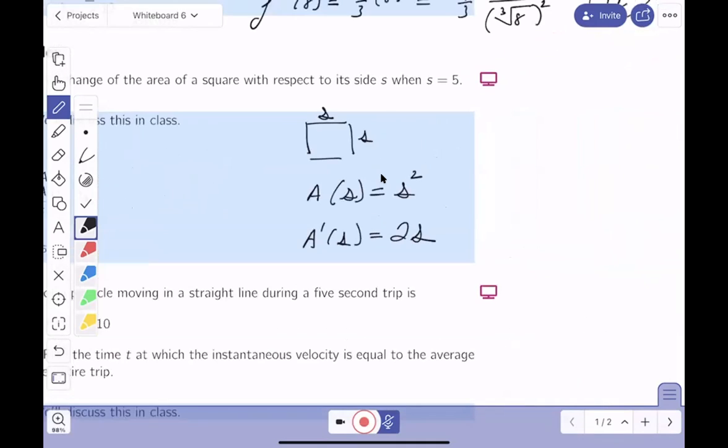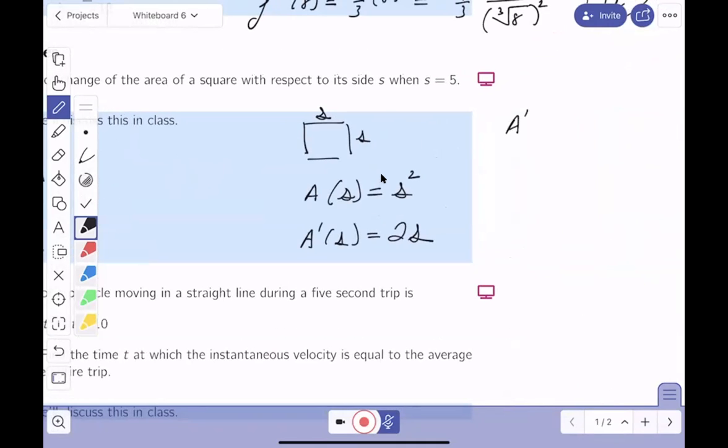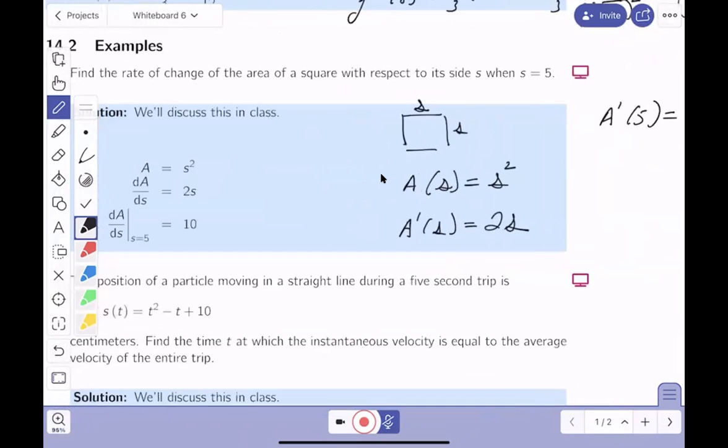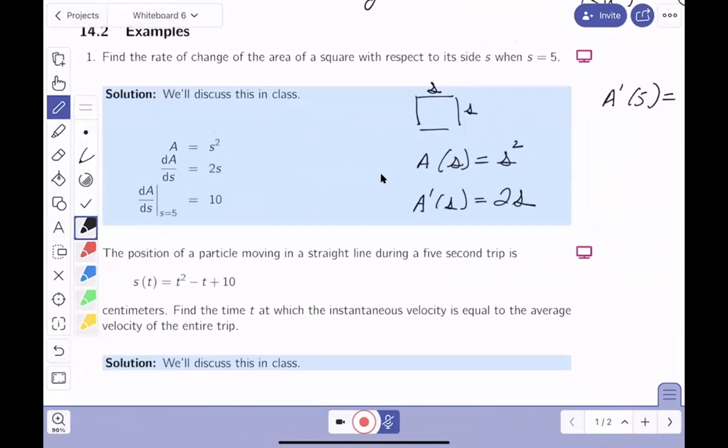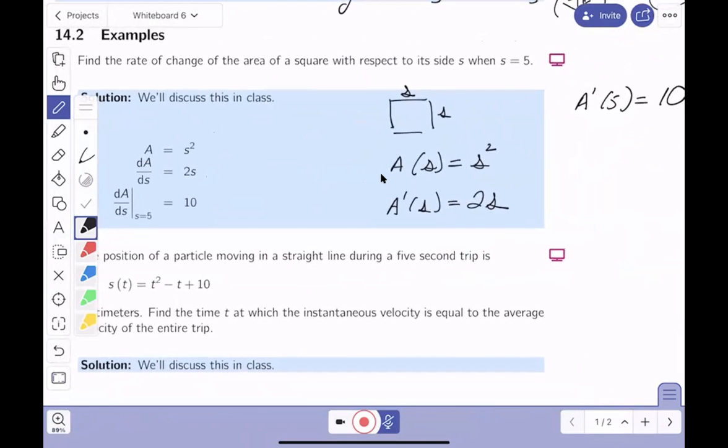All right. And what's A prime? Well, they want to know A prime at 5. And what do you get over there? Well, 2 times 5 is 10. Pretty simple. All right. They didn't give me any units over here, so I'm not going to be worried about units in the problem. So again, we wrote down this. By the way, A prime of S is dA/ds. And then we evaluate the derivative and I've got 10.